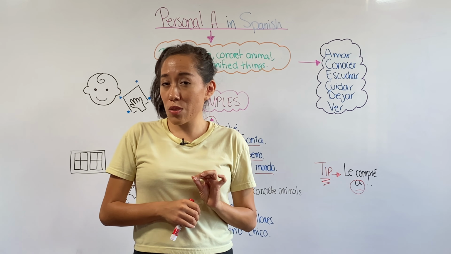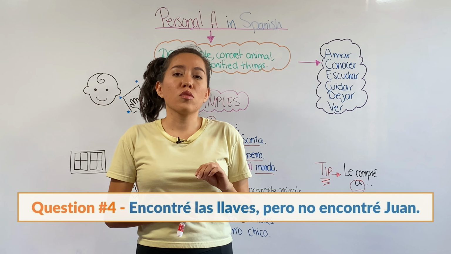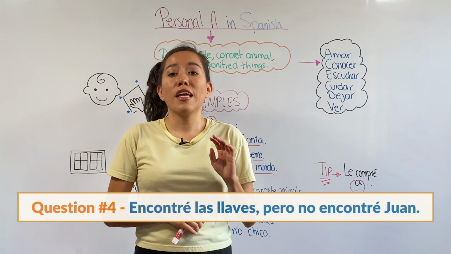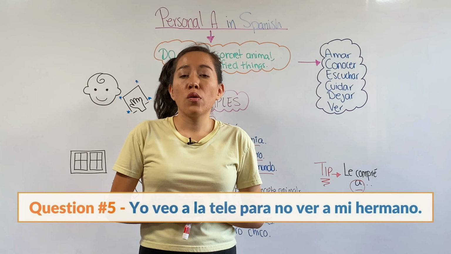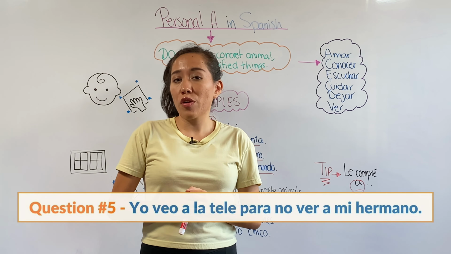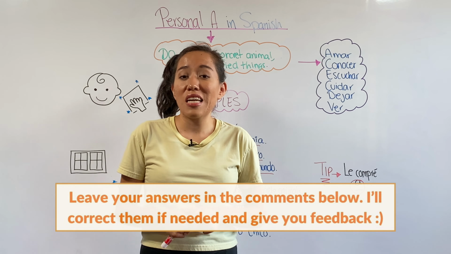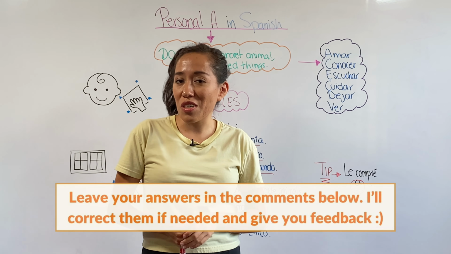Number 4, this one is a little bit longer. Encontré las llaves, pero no encontré Juan. And number 5, yo veo a la tele para no ver a mi hermano. Leave your answers in the comments and I'm going to give you feedback if you need it.